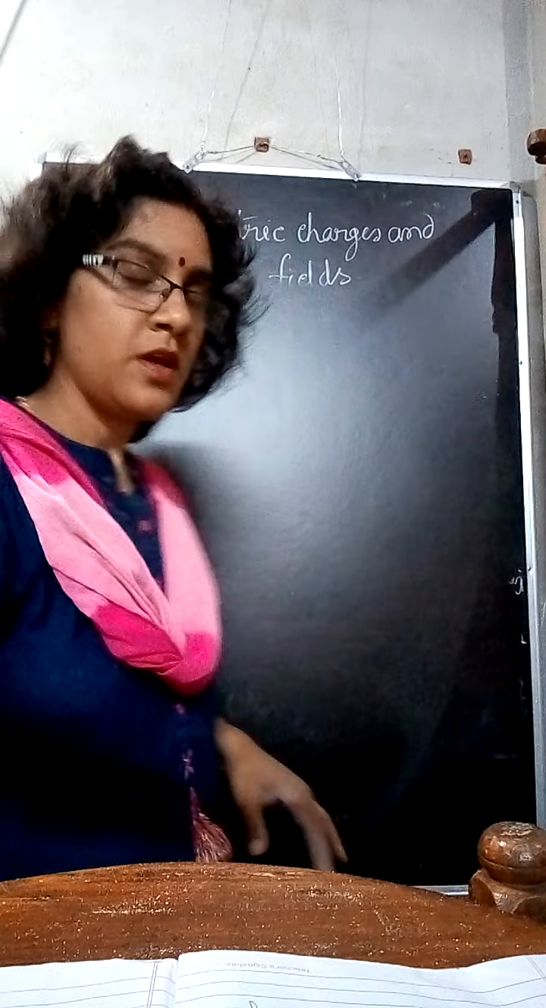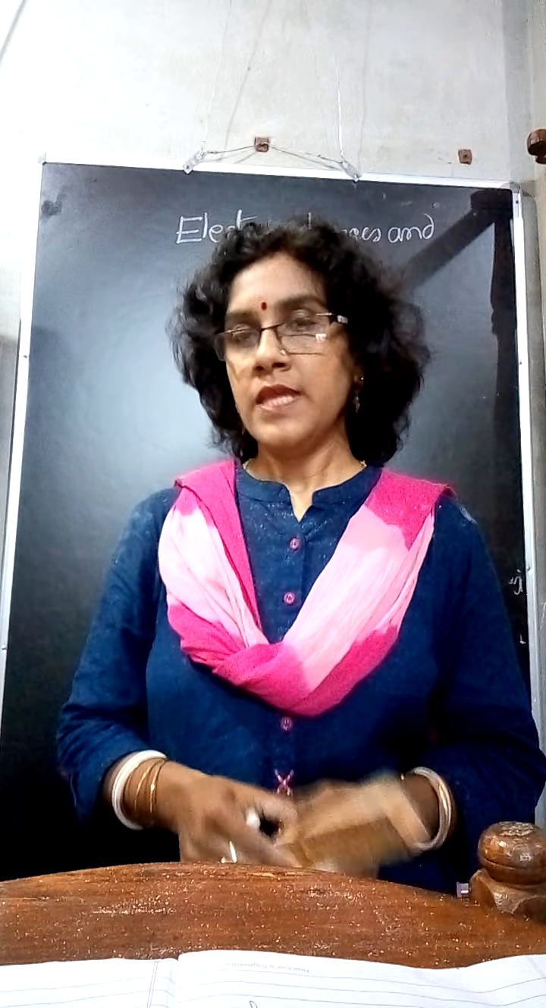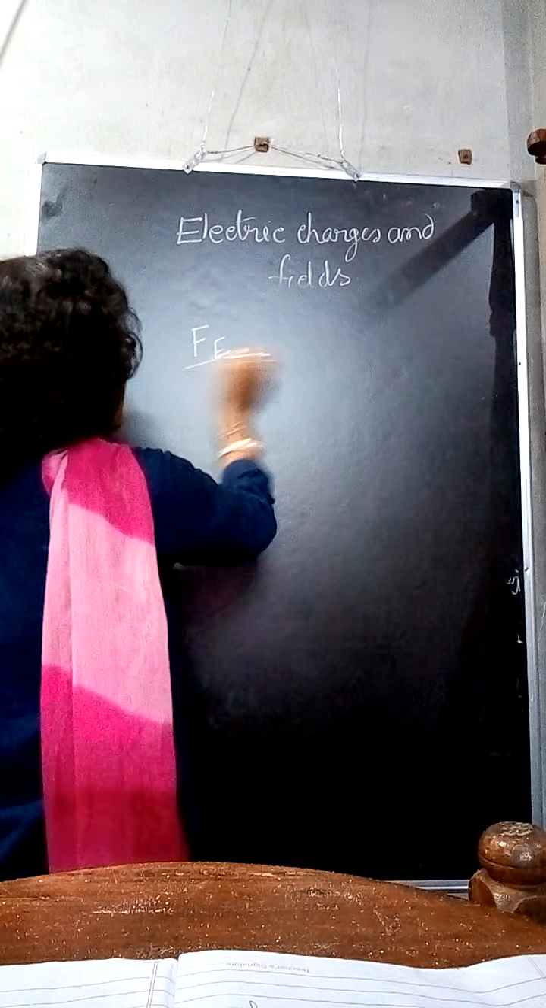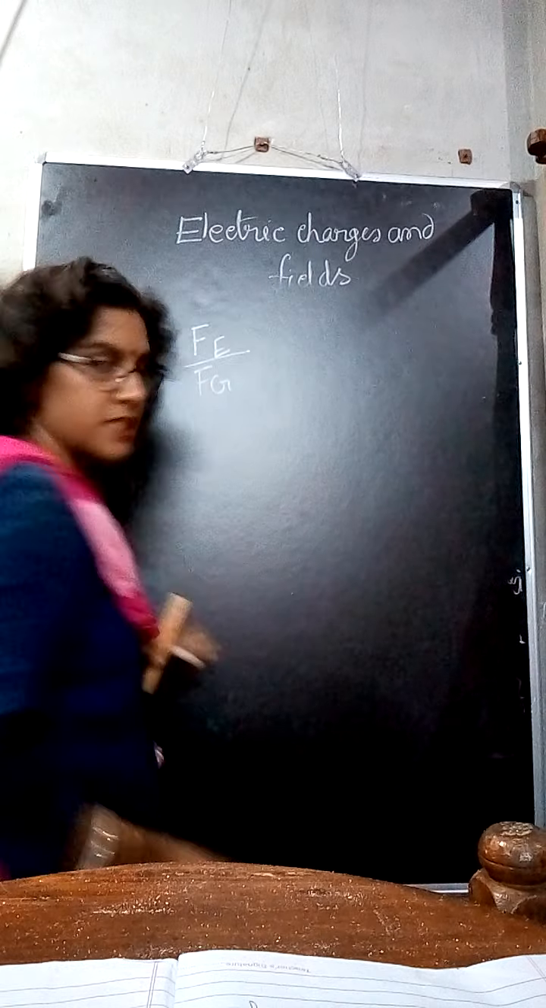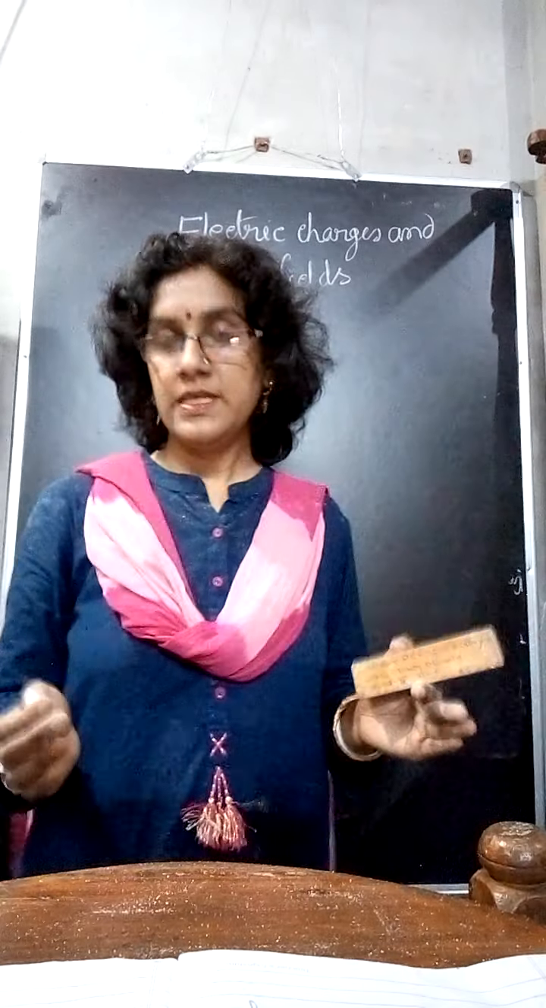Let us now consider one mathematical problem on Coulomb's law. One question is like this: find the ratio of electrostatic force to gravitational force for two electrons placed at some distance apart in air. Then what will be the ratio between the electrostatic force and gravitational force for two electrons separated apart in air?